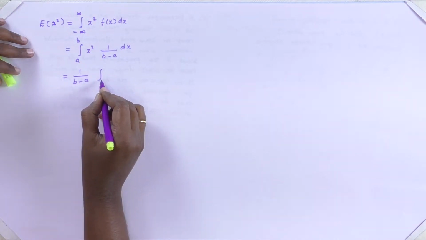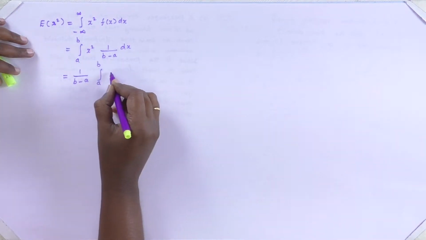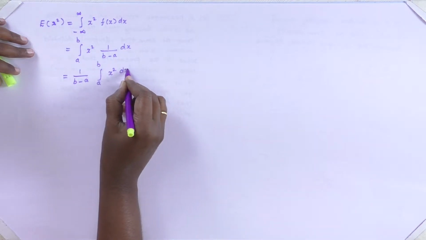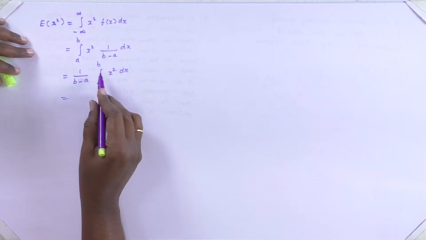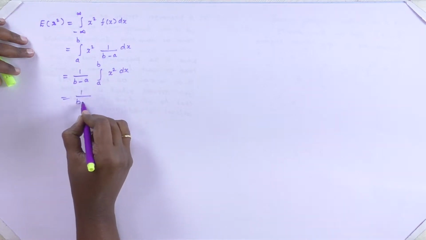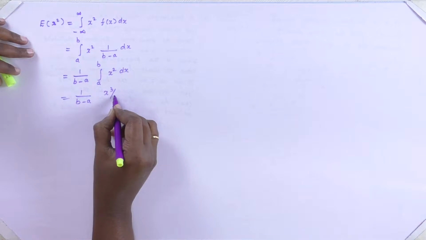Now, integral from a to b of x square into dx. Now, taking integration with respect to x, limit varies from a to b, we get x cube by 3.